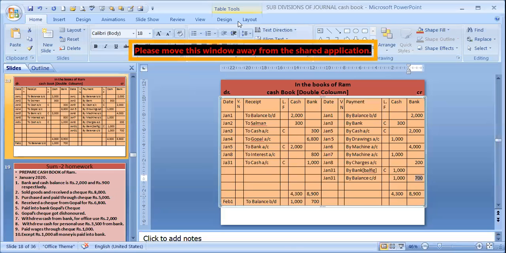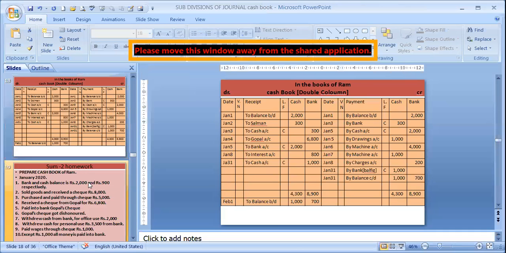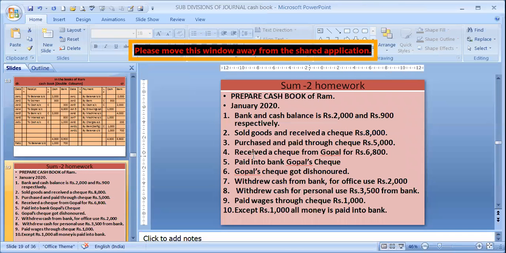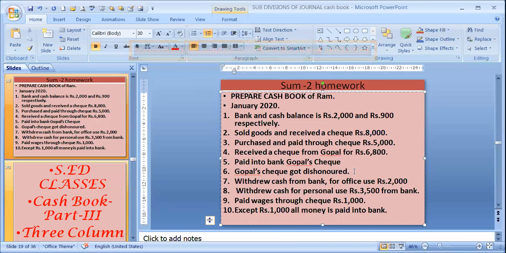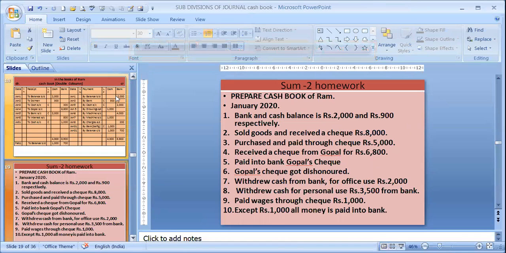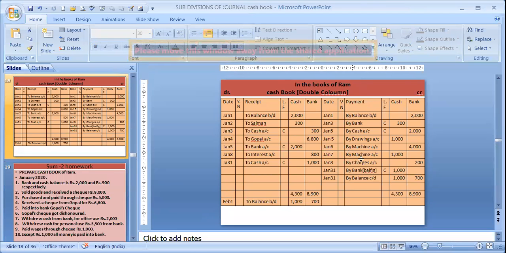Okay. Next, this is the homework. I hope you have understood whatever it is. Try to do this homework and please try to solve it. There is one extra thing over here. Gopal's check got dishonored. Whenever a check gets dishonored, I have to make this entry again. Suppose in the same sum I received a check from Gopal for 6,800 and the same check got dishonored. So I will again write "by Gopal" and write the amount 6,800 over here.